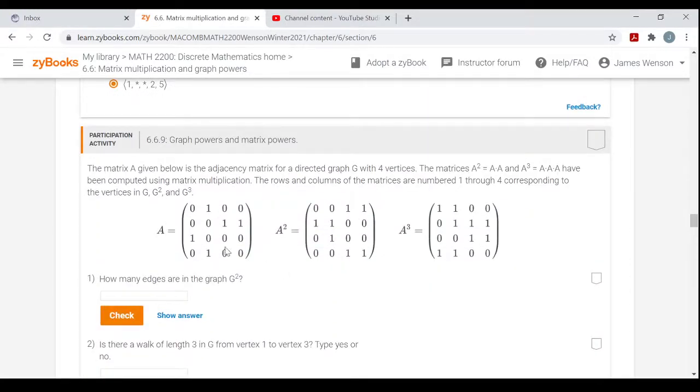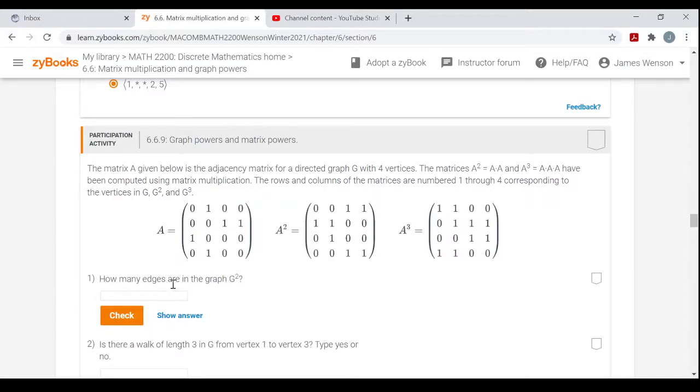Alright, so again here we're given below. Now you can double check this, multiply these yourself. Here's matrix A, 4 by 4 matrix. Here's A squared. Here's A cubed, which is A squared times A. And again, each of these represents the adjacency matrix for some graph: G, G squared, and G cubed.